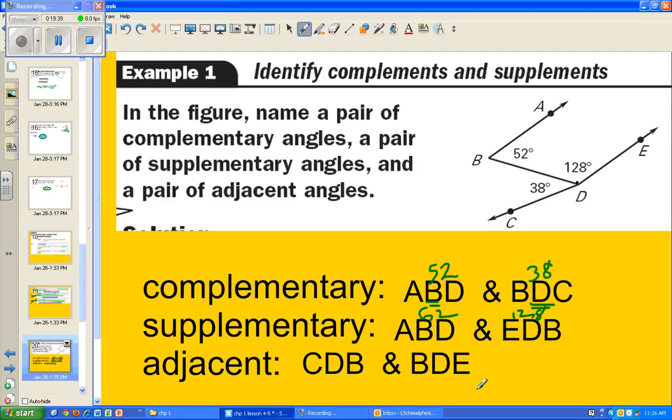Adjacent means they're hooked together, so it doesn't matter what their measurements are at all. They just need to share a vertex and a ray. In this case, they shared ray DB and they shared vertex D. Again, you could switch these letters around, just make sure you have D in the middle. And again, they can add up to whatever. In this case, it was a 38 and a 128, which added up to 166. So it really had no bearing on it.